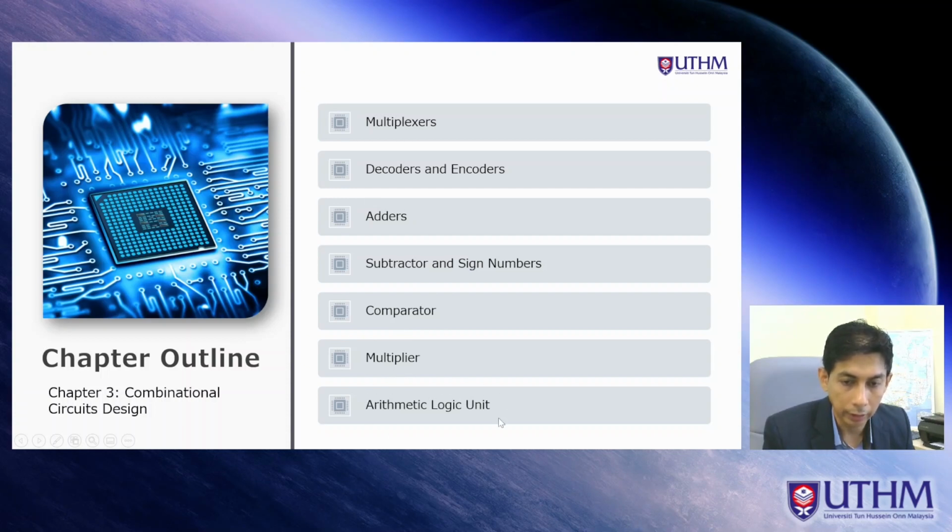And lastly, we will look at the design of the ALU, or arithmetic logic unit, right? So it is a very important circuit, the brain of a computer, a microprocessor, right? Where we have the arithmetic, which actually comprises these circuits, and also the logic circuit. Okay, so that will be the things that we will learn in this chapter.